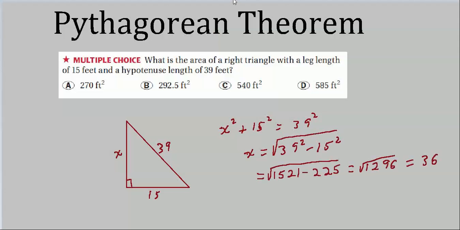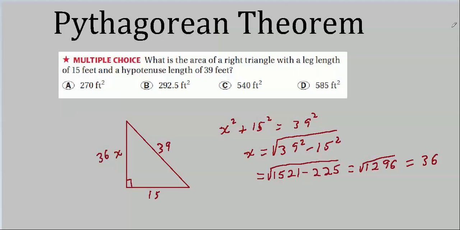Now we set this up from the Pythagorean theorem, which leads to this. 39 squared is 1521, 15 squared is 225. We get the square root of 1296, which is 36. Now we know that x is 36. Well, that's not exactly what we're looking for, though, is it?